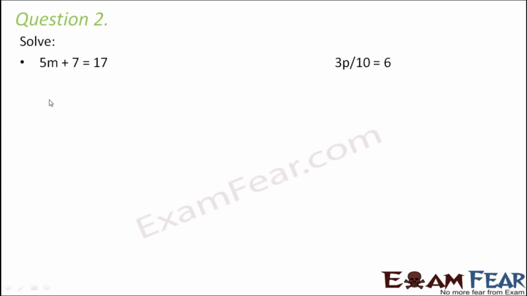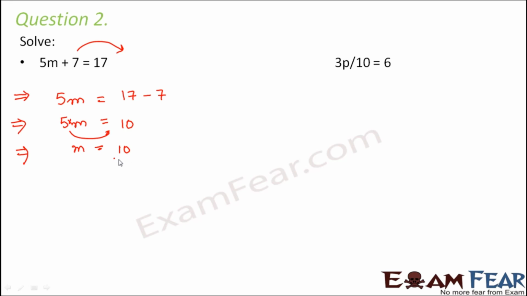Question number 2. Solve 5m plus 7 is equal to 17. Here also our motto is the same. We want to shift all the constants to the right hand side. In the first step, we will move 7 to the right hand side. So this side we will have 5m and this side you will have 17 minus 7. Now 5m is equal to 17 minus 7, which is 10. Now on this side you have 5 into m, so let's move 5 to the right hand side. So this becomes 10 by 5. 5 2s are 10.